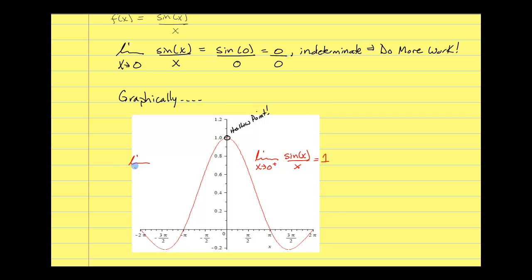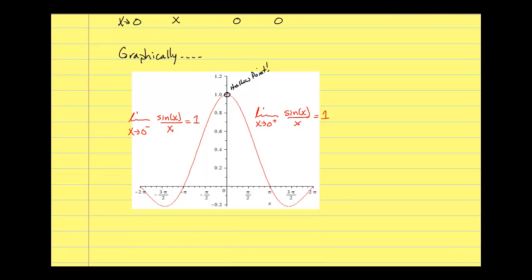Over here on the left I have the limit as x approaches 0 from the left of sine x over x, and I can see from the left my y values also get closer and closer to 1. So the limit from the left and the limit from the right agree. That gives me an idea of what the overall limit is.